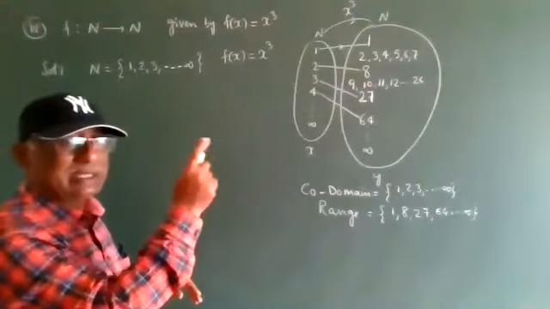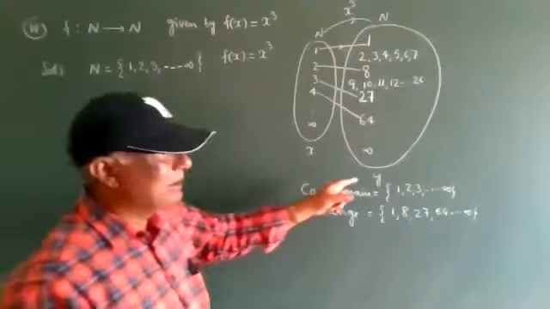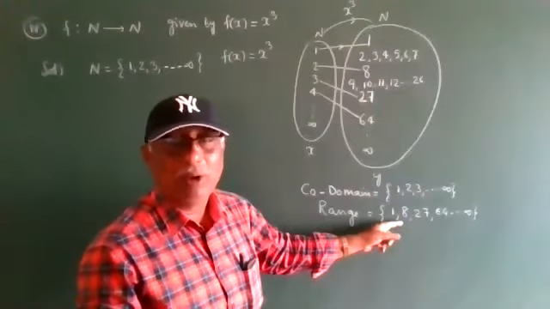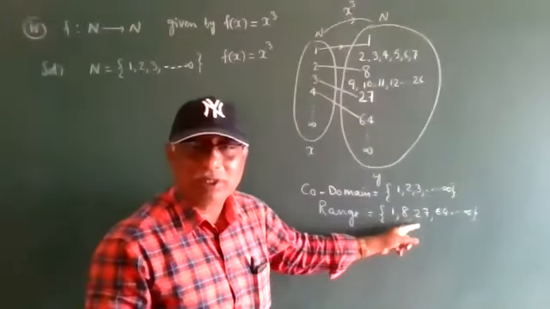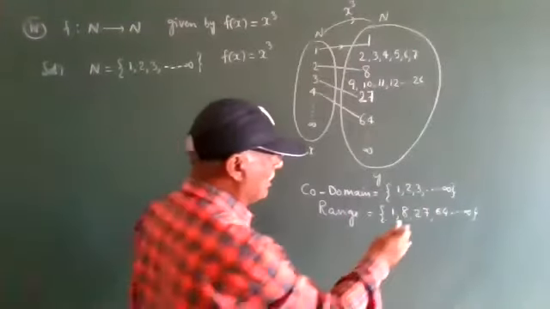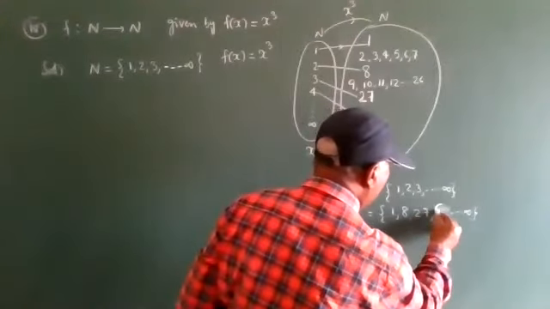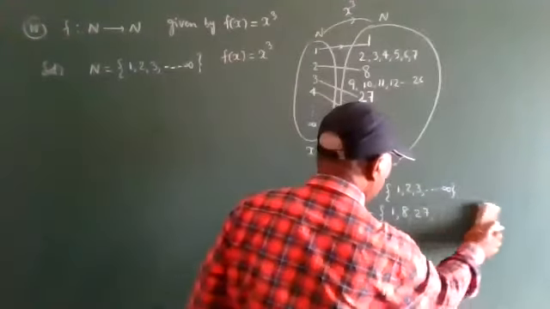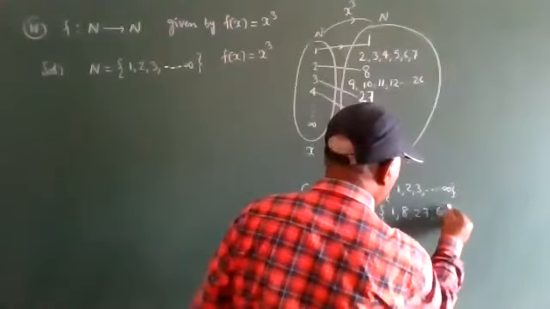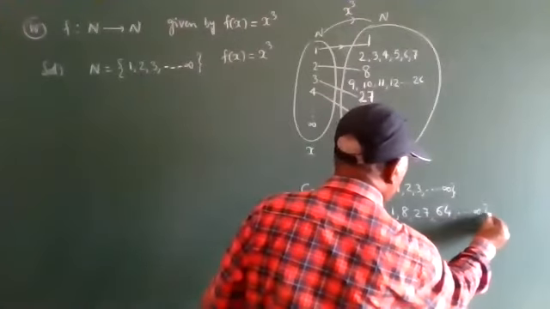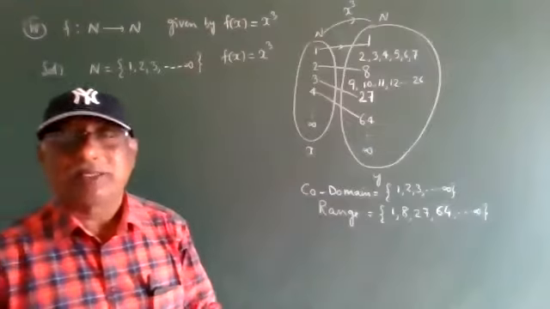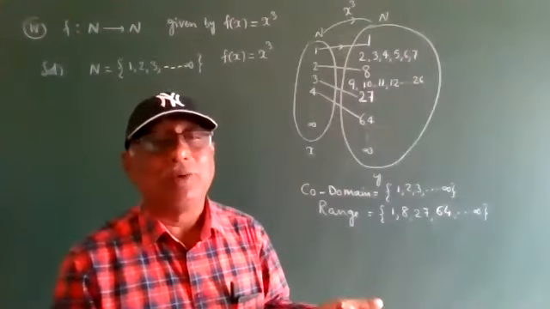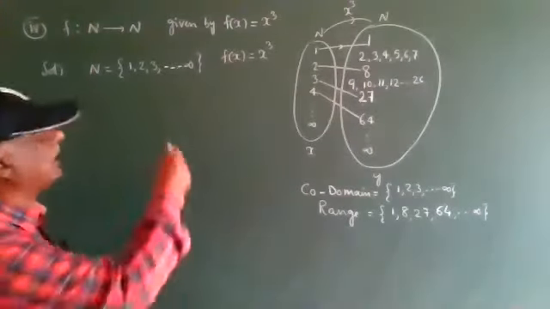So now the concept is clear, everyone. The codomain has all the elements, but in the range there is no 2, no 3, no 5, no 7. 1 we have, 8 we have, 27 we have, 64 we have, but no others. So no 2, no 3, no 5, no 7, etcetera. That's why the codomain and the range are not equal. Therefore, it is not onto.